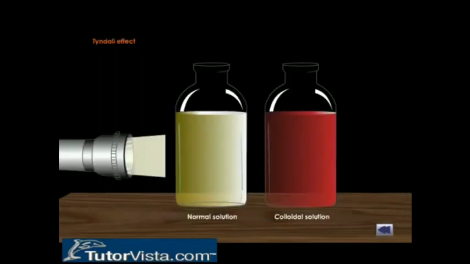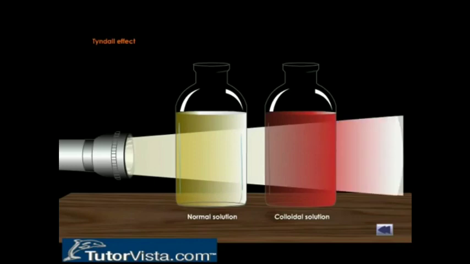Tyndall effect. When a strong beam of light is passed through a colloidal solution, the light is scattered by the colloidal particles. This scattering of light is called the Tyndall effect. The illuminated beam or cone formed by the scattering of light is called the Tyndall beam or Tyndall cone. The path of the light becomes visible when viewed from a direction at right angles to that of the incident light.